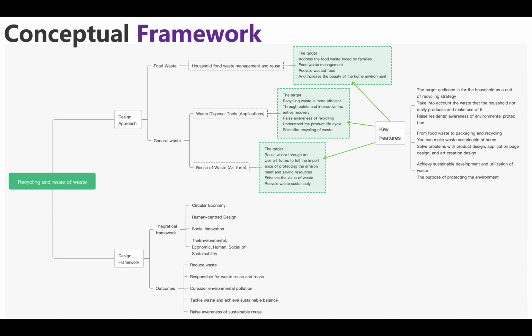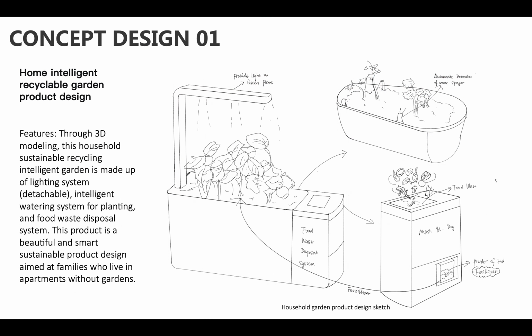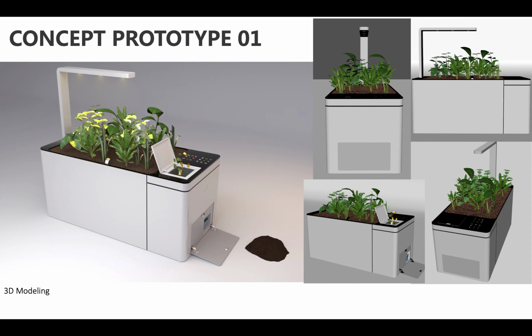Concept design 1: home intelligent recyclable garden product design. Building on previous research, the product will take food waste and run it through a waste disposal system that will pulverize and dry it to make fertilizer, eliminating the odors and bacteria that come from rotting fruits. Remove the fertilizer box from the bottom section and pour it into the soil to nourish the plants.